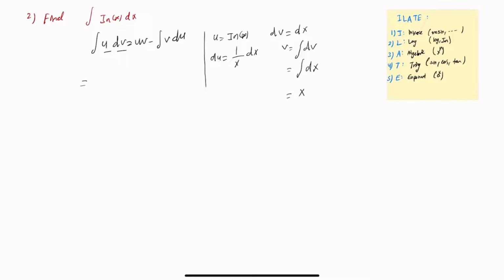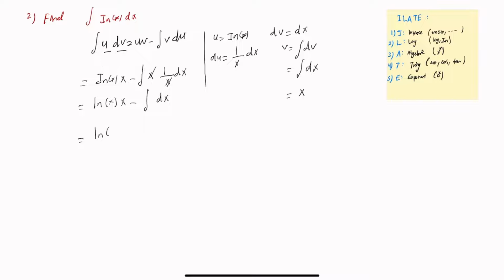Now let's plug all of these into the integration by parts. So this is going to be equal to u, which is natural log of x, times v, which is x, minus the integral of v, which is again x, times du, which as you notice is 1 over x dx. So notice here x is going to be divided by x, which is equal to 1. So we're going to have natural log of x times x minus the integral of dx.